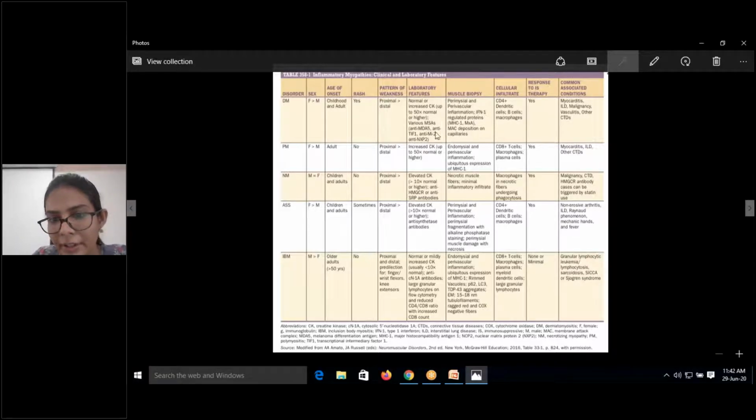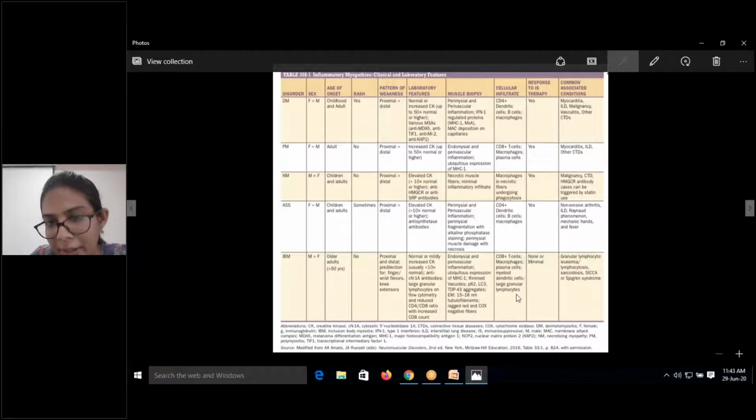Coming to the cellular infiltrates, CD4 cells, dendritic cells, B cells, macrophages are seen in dermatomyositis, and CD8 cells are seen in polymyositis. And macrophages and necrotic fibers which are undergoing phagocytosis are in necrotizing myopathy. In antisynthetase syndrome, CD4 cells, dendritic cells, B cells, macrophages are seen. In inclusion body myositis, CD8 T cells are seen, macrophages, plasma cells. Plasma cells we are hearing here only, right? So you can remember in here and polymyositis.